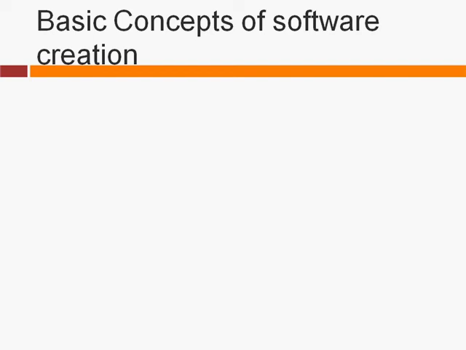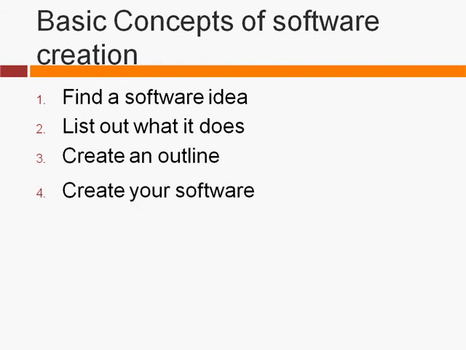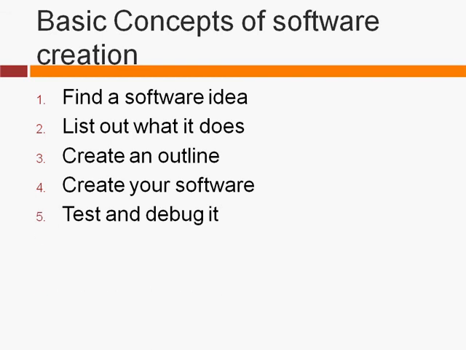Now, before I actually get started and move to video 2, I want to talk about the basic concepts of software creation. First, this is how it works. You find a software idea, or you create a software idea. Then you list out what it does. You create the outline or blueprint, you create the software, you hire programmers, develop the software, and of course you test and debug it.